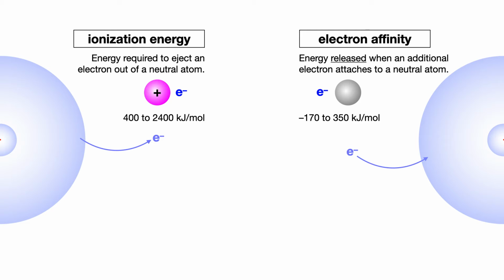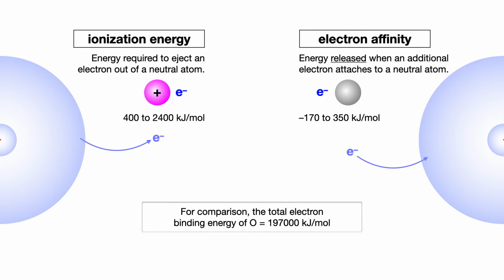Now, to give you some context here, for comparison to these energies, the total binding energy of the electrons in a typical small atom like oxygen is 197,000 kilojoules per mole. So compared to the total amount of energy bound up in an atom, these ionization energies and electron affinities are pretty small. But nevertheless, they're very important in understanding the behavior of these atoms.